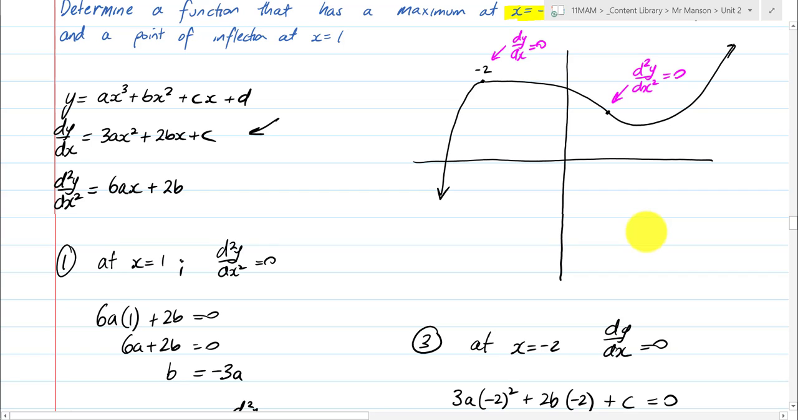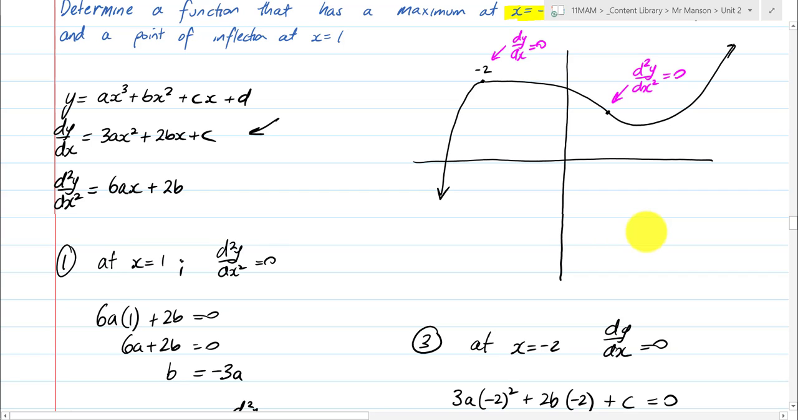But actually, when I think about it, that makes sense. Because if you go back to Unit 1, and this is a bit of a revision on Unit 1, if we add d to a function, all that does is translate it up and down. So if I pick up this function and translate it up and down, it doesn't really matter what d is. I'll still have a maximum here, and I'll still have a point of inflection there. It'll just be a bit higher or a bit lower. I don't know what d is, but I don't really care. d could be anything, and I'll still get the same outcome.